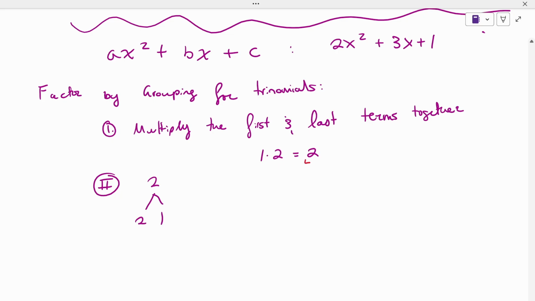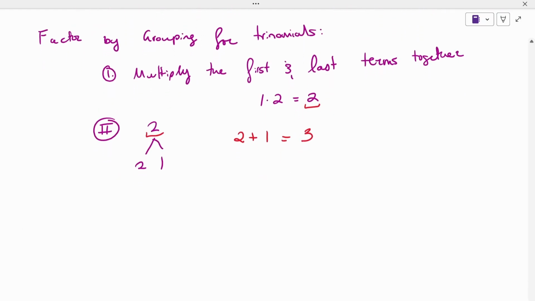And where did the 2 come from? It came from multiplying the first and last term together. So we're going to take our a times our c, whatever that value happens to be, and then we perform factorization of that value. And what we're looking for is the factors to add to the middle term. Once you've done that, your conclusion is that you can rewrite, in this instance, 2x squared plus 3x plus 1 as the following problem.